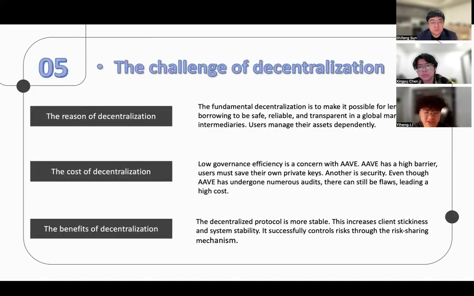However, decentralization also brings challenges such as slower decision-making, governance risk from large token holders, and higher technical barriers for new users. Overall, Aave stands as one of the most mature and influential projects in the DeFi lending ecosystem. Next page.